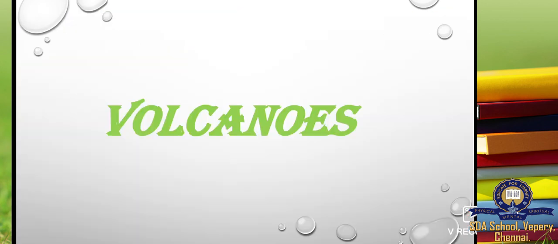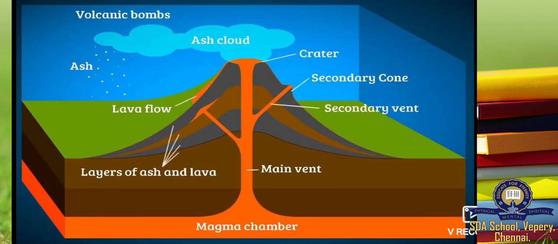Next, we will see about the volcanoes. A volcano is a vent or an opening in the earth's crust through which hot magma erupts from deep below the surface. The opening is usually circular in form. The molten rock material within the earth together with gases is called magma. After it rises to the surface, it is called lava.